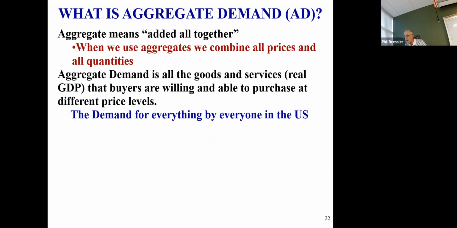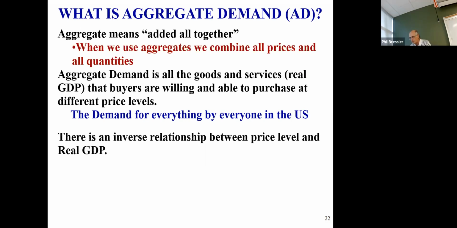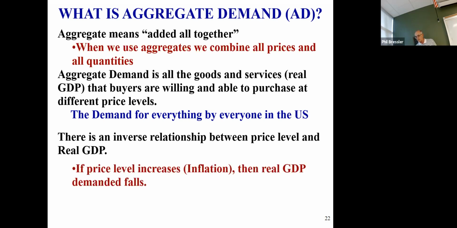All right, so aggregate demand is all the goods and services that buyers are willing and able to purchase at different price levels. There's an inverse relationship between price level and real GDP. When price levels go up, quantity aggregately demanded goes down.